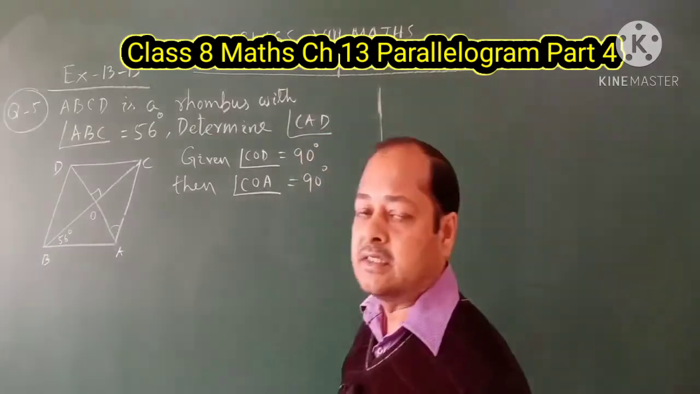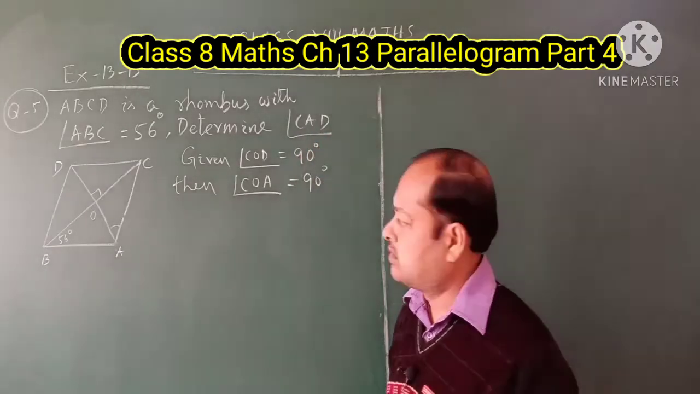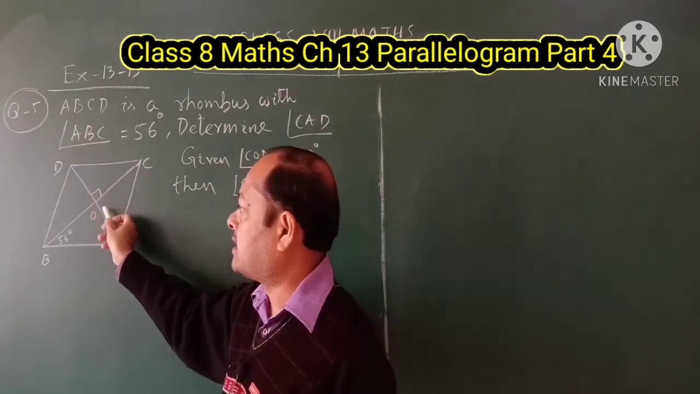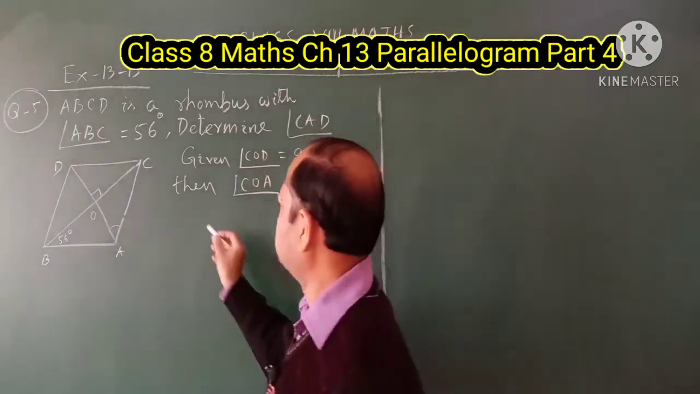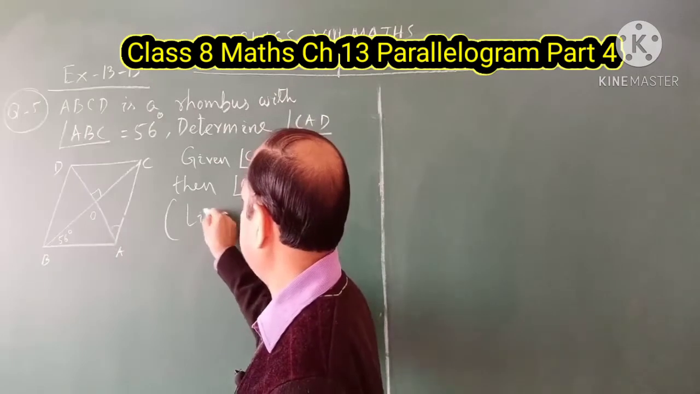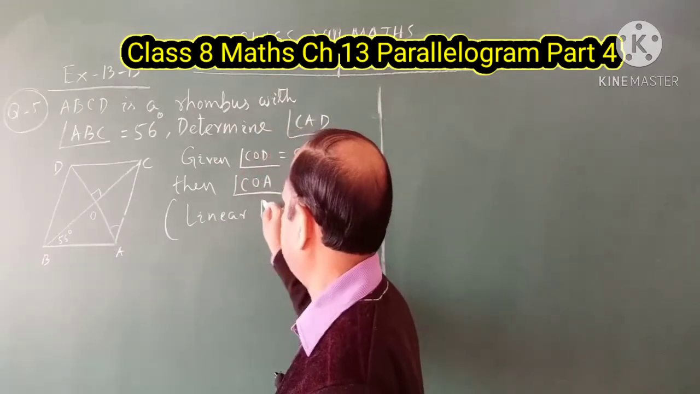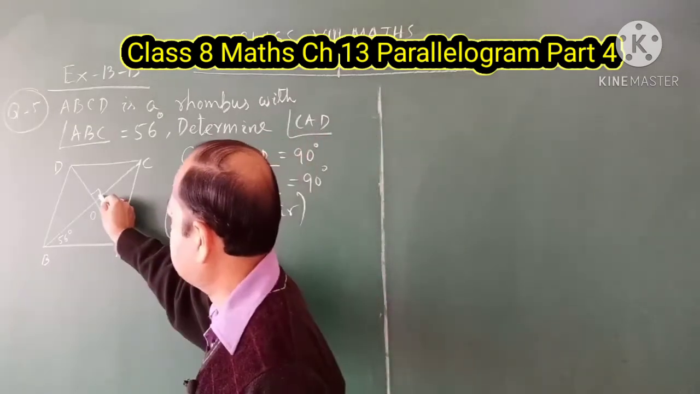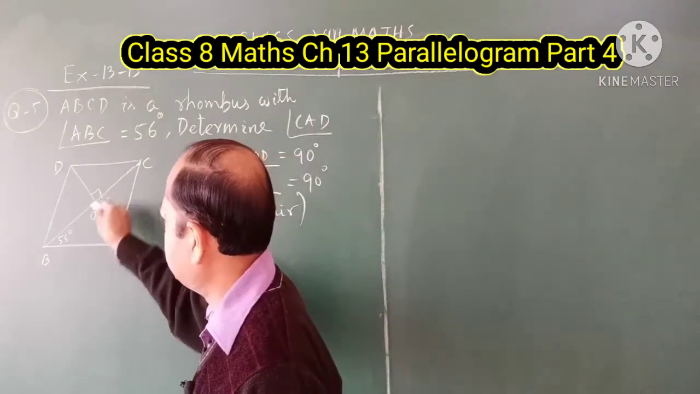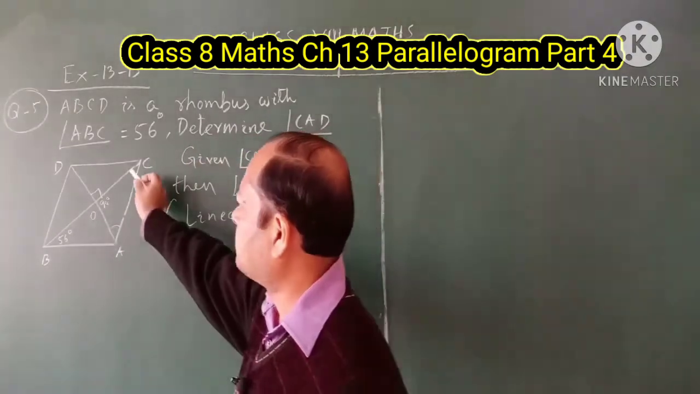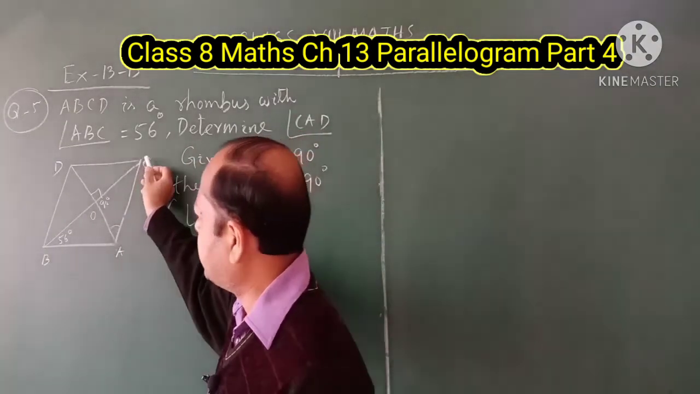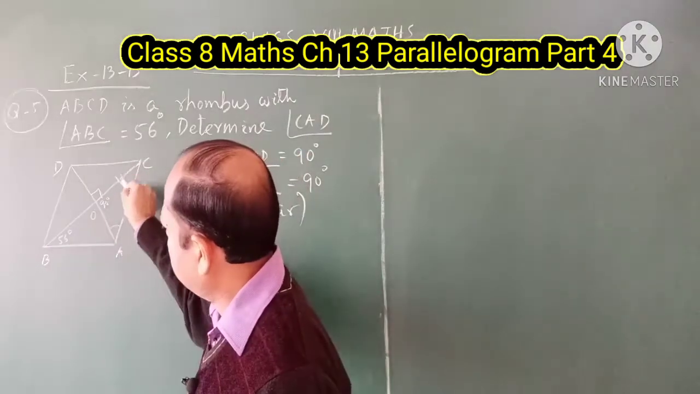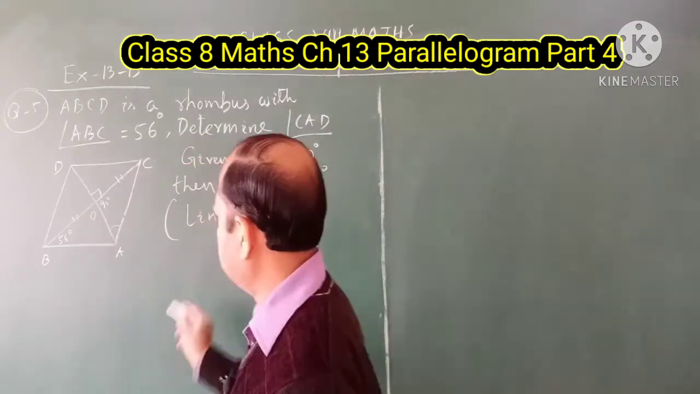What is the reason? The reason is linear pair. Linear pair means in a straight line, the sum of the angles is equal to 180 degrees. So COA we got 90 degrees. Now we have to find out this angle. So now look at this diagonal. In the diagonal, CO equal to OB.